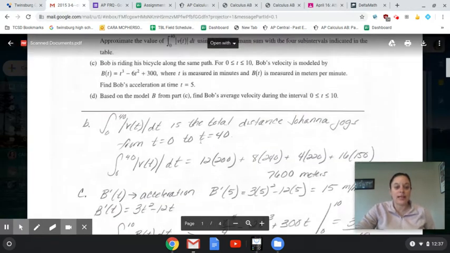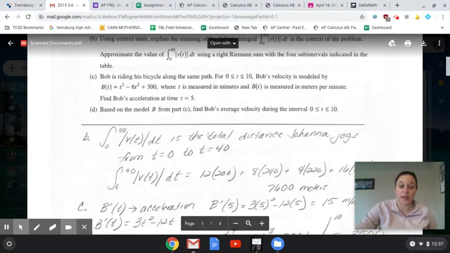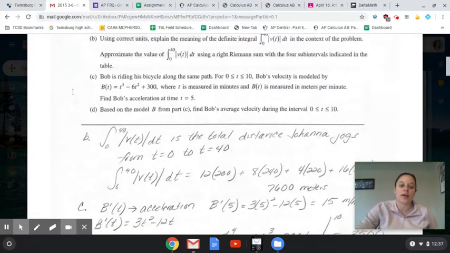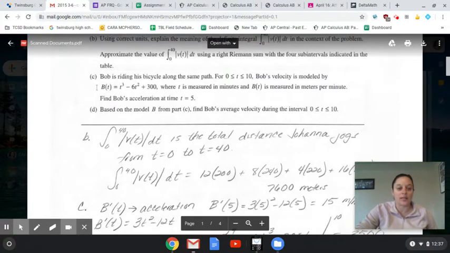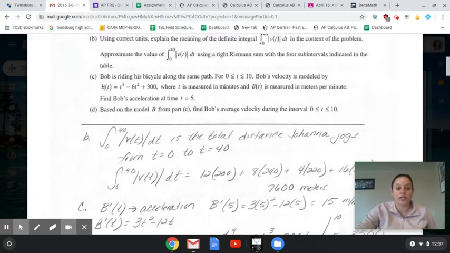Part C, now Bob is entering, and Bob is riding his bicycle. Instead of having a table, we actually have an equation for Bob. It is this B of t equation that's representing his velocity. And we want to figure out his acceleration. So the relationship is if you derive velocity, you get acceleration. So essentially we want b prime, or the derivative of b.